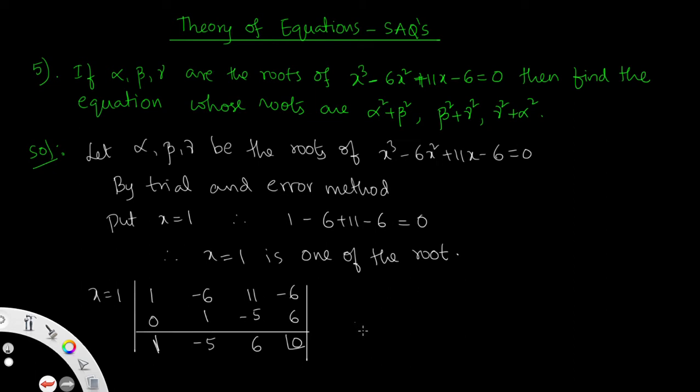Then you get x square minus 5x plus 6. The highest power term was x cube, so this is the x square coefficient, this is the x coefficient, and this is the constant. So then write the equation. I am writing on the next page.